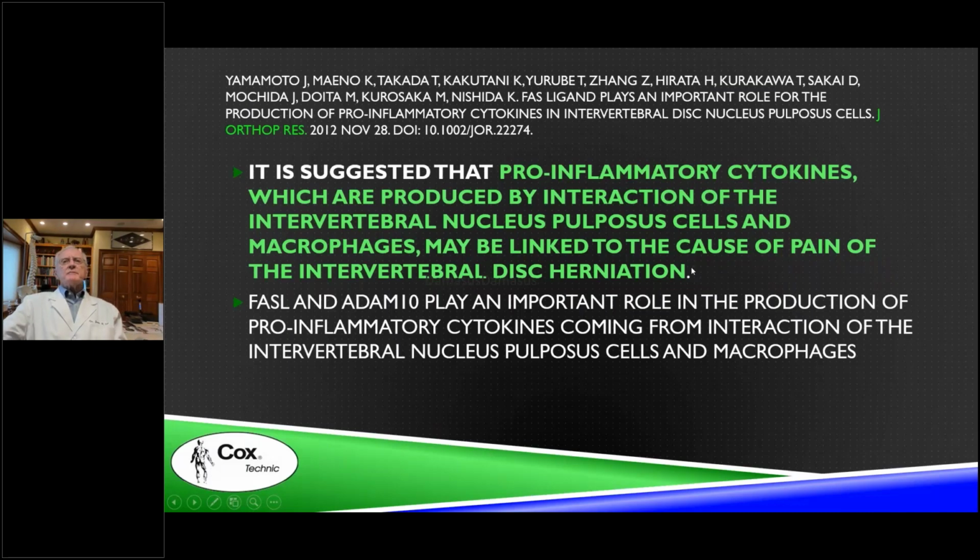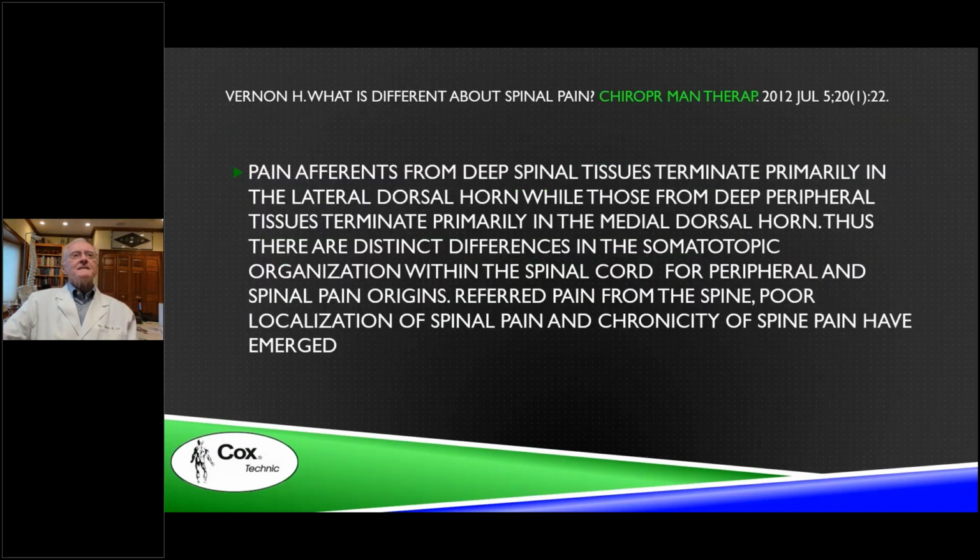We suggest in this paper that pro-inflammatory cytokines produced by the interaction of intervertebral nuclear cells and macrophages, which we've been talking about, may be linked to the cause of the pain and degeneration in intervertebral disc herniation. So some of these papers, my colleague, you may well want in your library, or to even, I'm weird, but I share these things with patients. Some of them enjoy it. Some of them say TMI, too much information, but some people appreciate that.